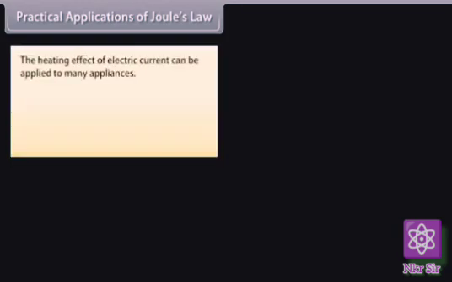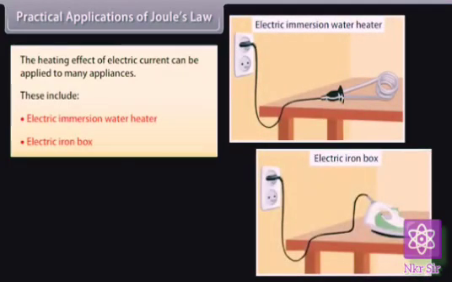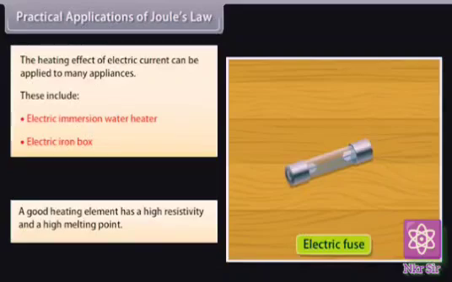Practical applications of Joule's law. The heating effect of electric current can be applied to many appliances. These include electric immersion water heater, electric iron box. A good heating element has a high resistivity and a high melting point.